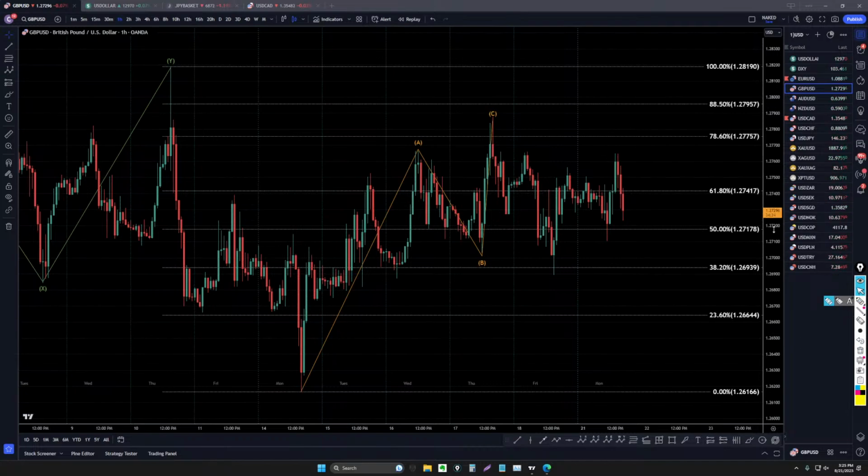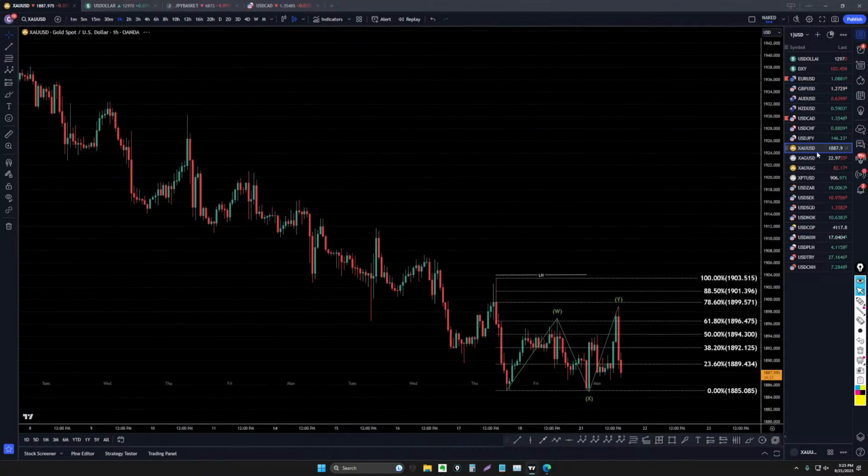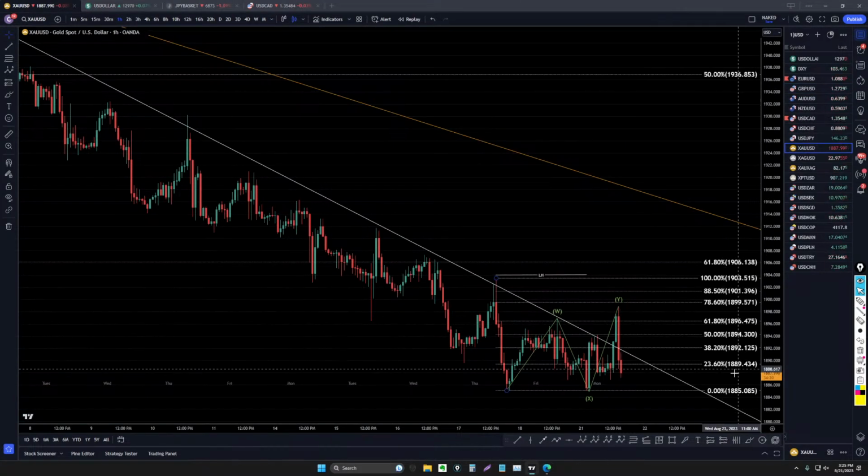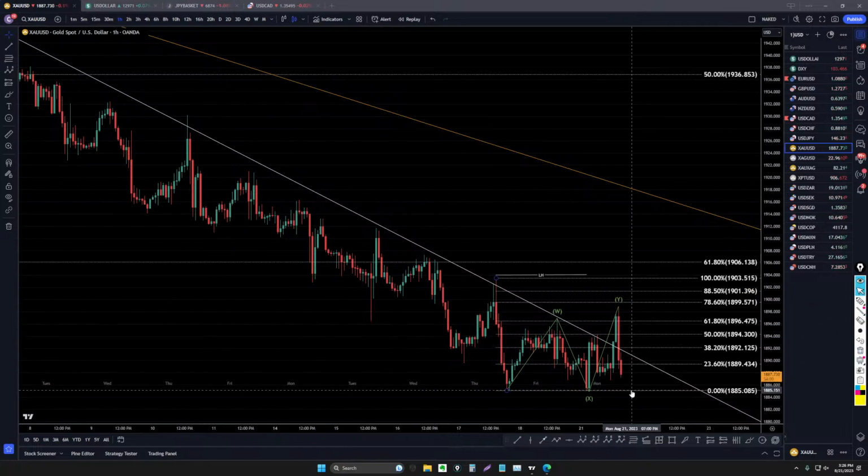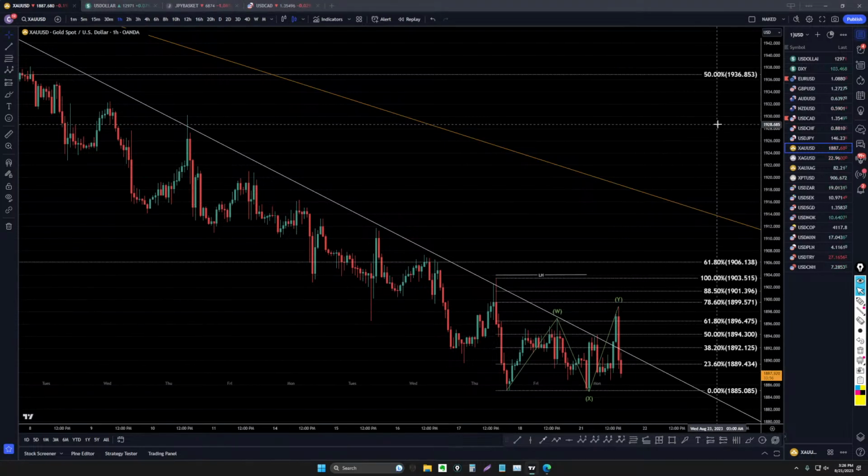Hey, Menu, how's it going, buddy? 109. Yeah, I think it's going to go down and make a double bottom before it does that, though. Probably something like this. And then that 109 area, I could definitely see at that point. I think it's going to finish going down, but it definitely could make a bottom right here and then go back up.